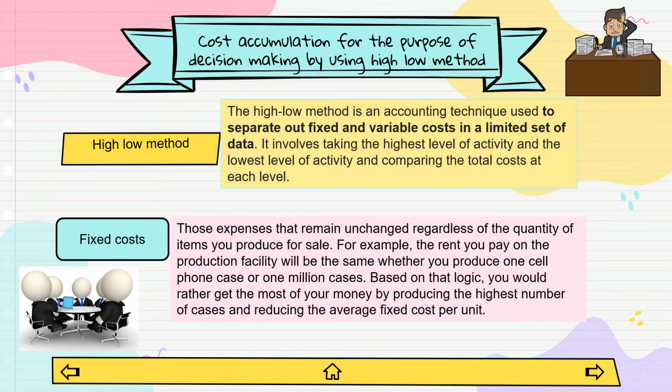So what is a fixed cost? Fixed costs are those expenses that remain unchanged regardless of the quantity of items you produce for sale. For example, the rent you pay on the production facility will be the same whether you produce one cell phone case or 1 million cases. Based on the logic, you will get the most of your money by producing the highest number of cases and reducing the average fixed cost per unit. It means fixed cost remains the same number.